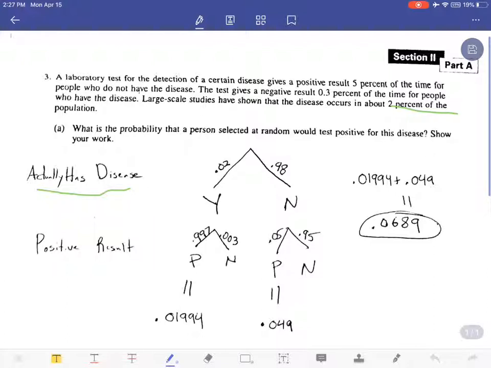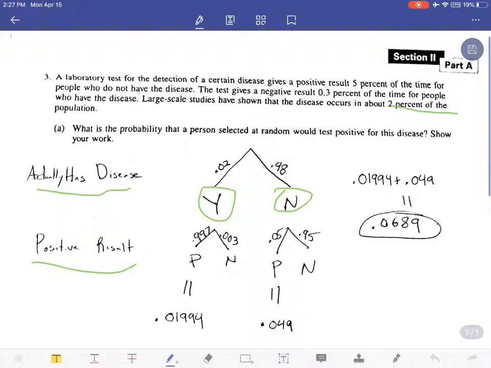So our two choices, yes or no. Yes, they do have the disease, and no, they don't. We're going to put 0.02 for they actually do have the disease, and 0.98 for that they don't. Remember, we get that 0.98 by subtracting it from 1 to get the inverse probability. Then our second event is that you get a positive result.